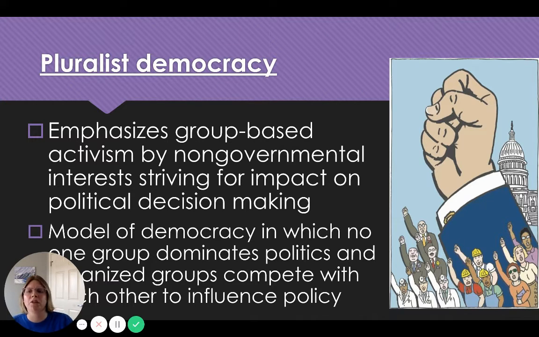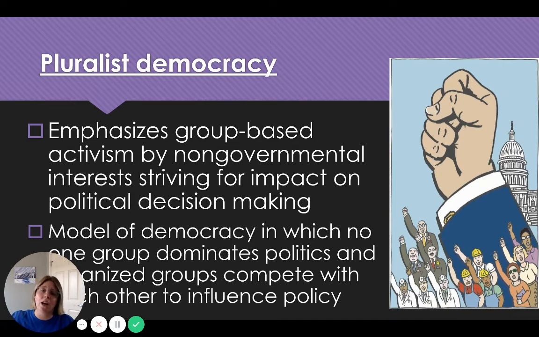So a lot of you guys research different interest groups. You're able to learn about how they influence policymaking, how they organize protests, how they lobby the government, how they let policymakers know what needs to be done to make their society better, to address the interests that they think are most important. So it's a model of democracy in which no one group dominates politics. You've got many organized groups that are competing with each other to try to influence policy.